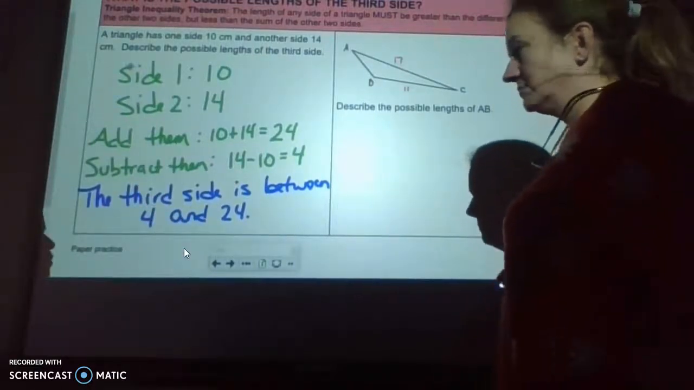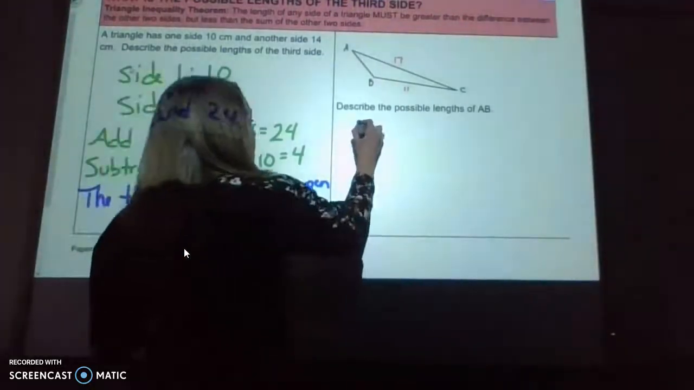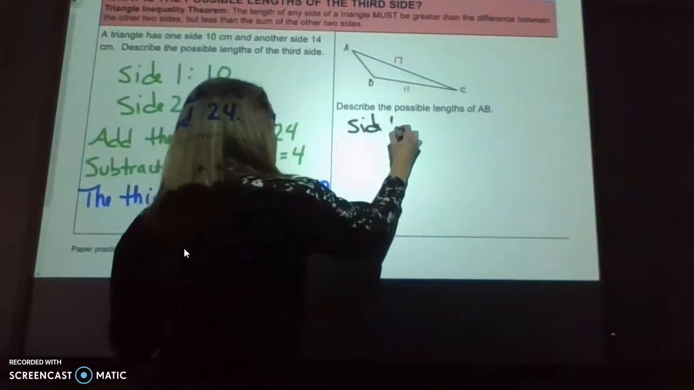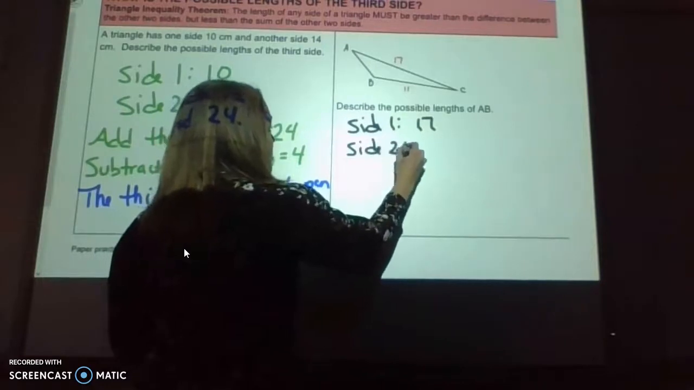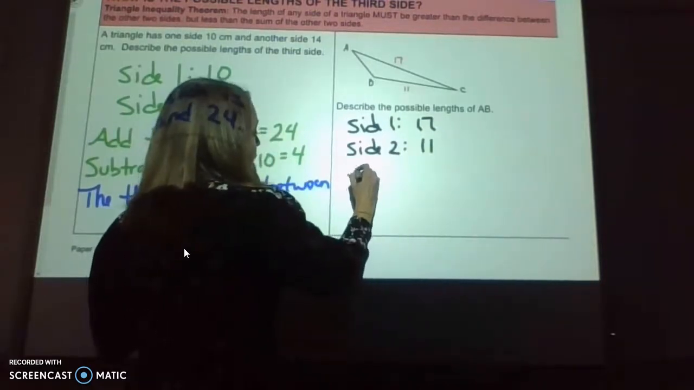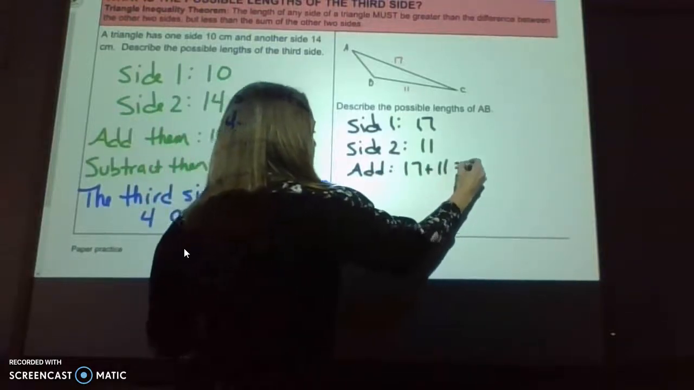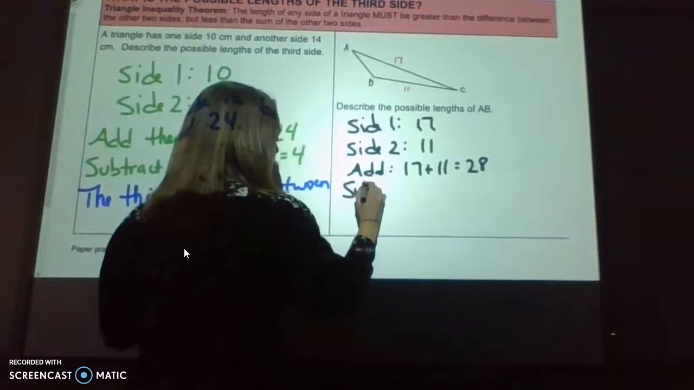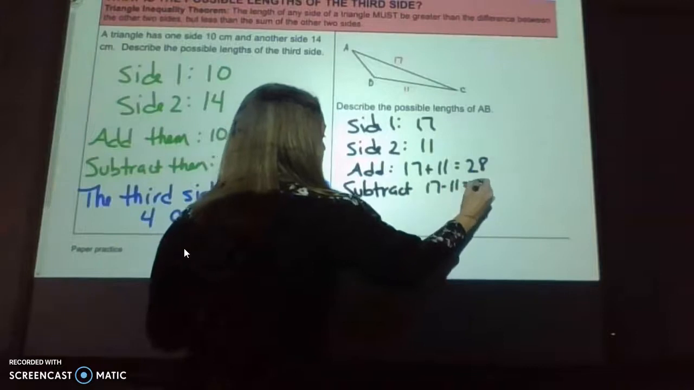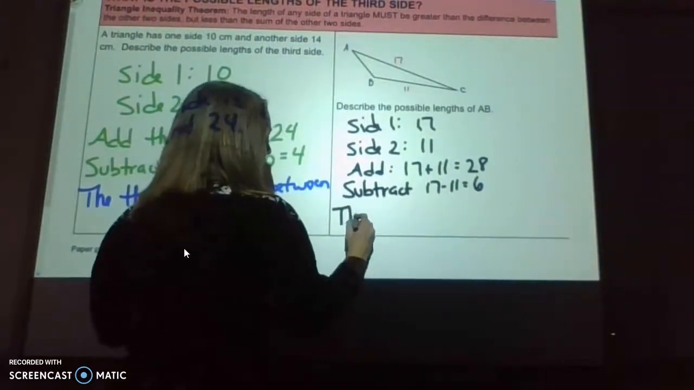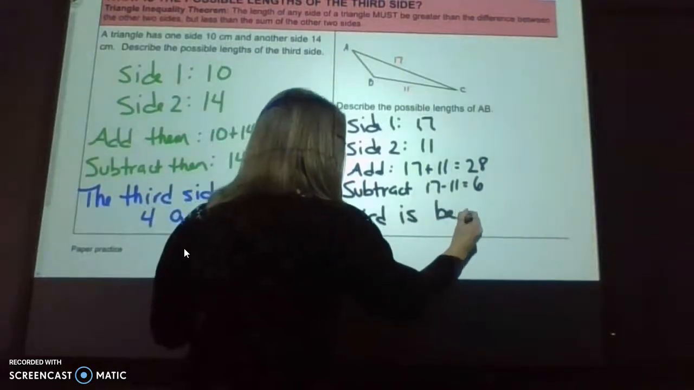Okay, all right, so we need to try one more, and then we will be on our merry way. Side 1 is 17. Side 2 is 11. So we're going to add 17 plus 11, which is 28. Then we're going to subtract, and this is 6. This is the process every time. So the third side is between 6 and 28.